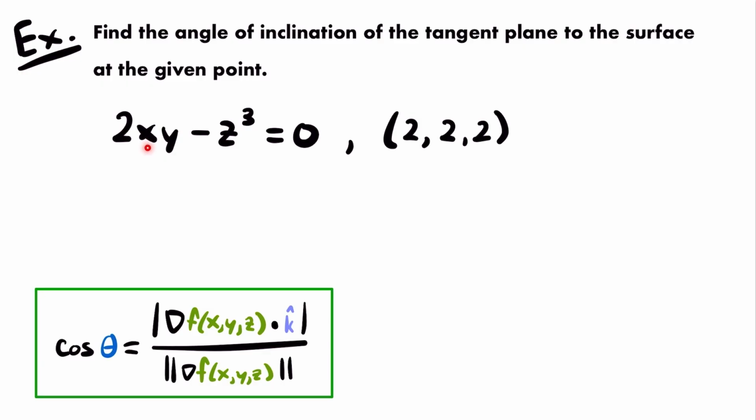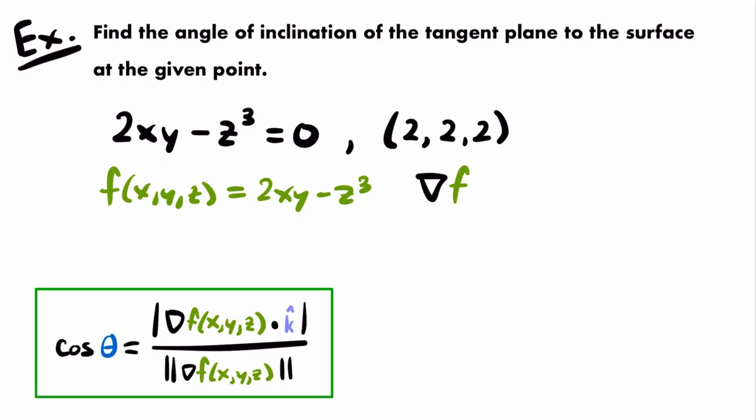All the variable terms are on one side of the equation. So in this case, we would view f of x, y, z as being equal to 2xy minus z cubed. And so then from that, we can find the gradient vector. The gradient of f of x, y, z would be equal to fx times i plus fy times j plus fz times k. All right, so let's find each of these partial derivatives, starting with fx.